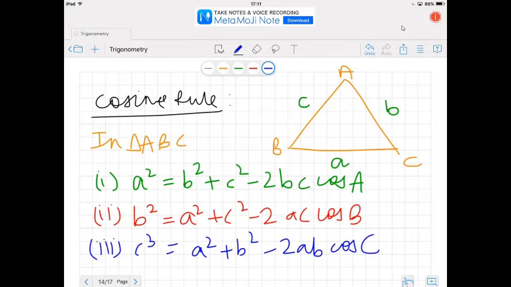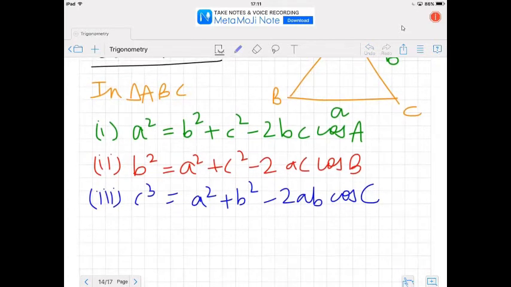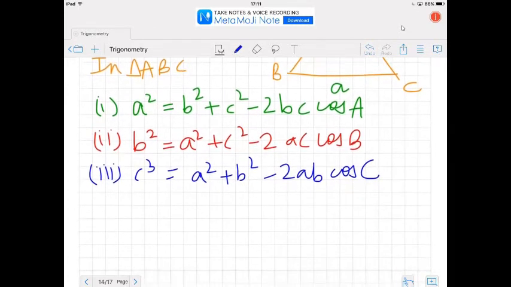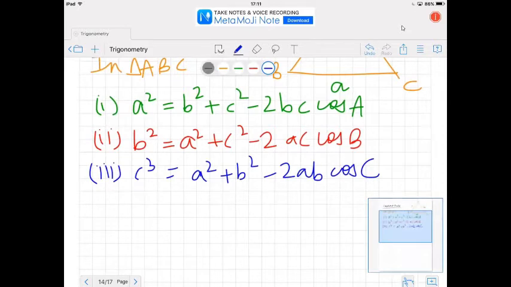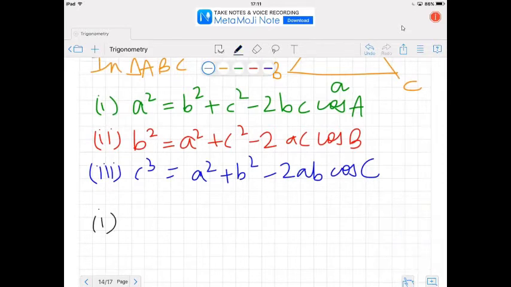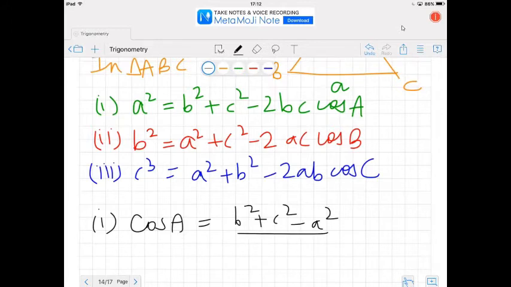So many a times this cosine rule is also written in another form. The rule is not going to change, just the way of writing might change. I can have my first expression written in terms of cos A, that is equal to b square plus c square minus a square divided by 2bc. I have just rearranged the terms.